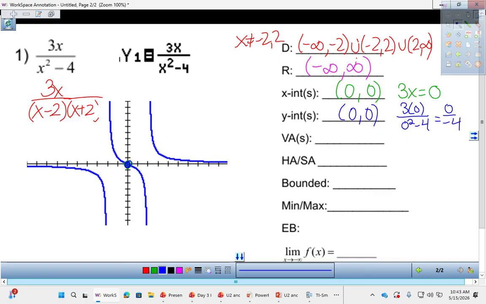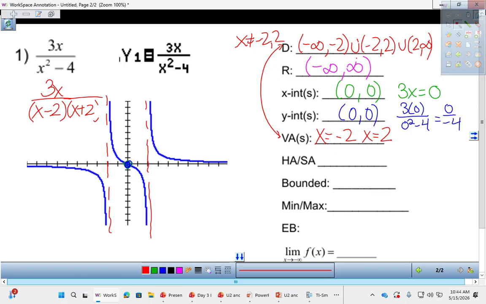Vertical asymptote is the domain. They're the same thing. X equals negative 2, x equals positive 2. It's this line that the graph isn't crossing over. And that line is coming from the restriction, and that restriction is coming from the denominator. So they pair. You okay so far? Maybe it's coming back.